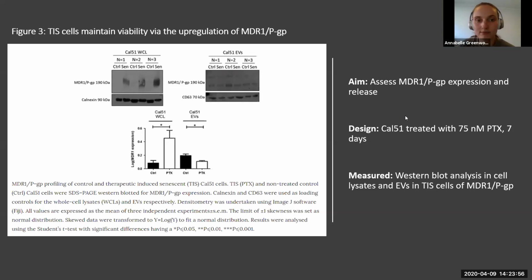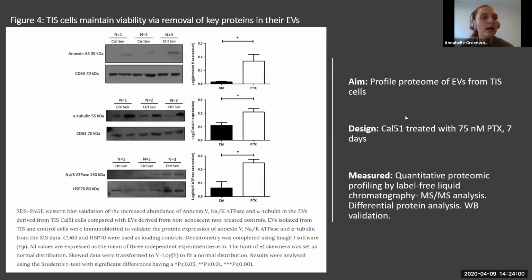All right. Should we move on to figure four? So figure four, T cells maintain viability via removal of key proteins in their EVs. So the aim here was to profile the proteome of TIS EVs, and for the methods they use mass spec to quantify the proteome of the TIS EVs compared to the control EVs. I believe they normalize to the total protein concentration.